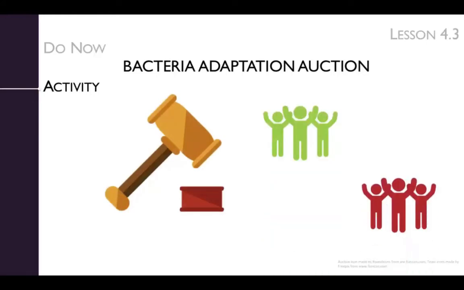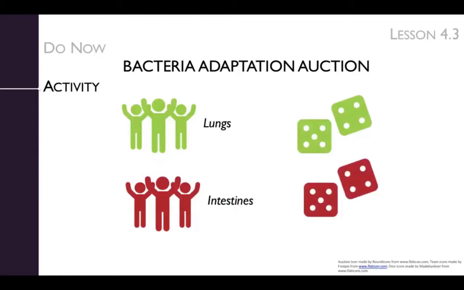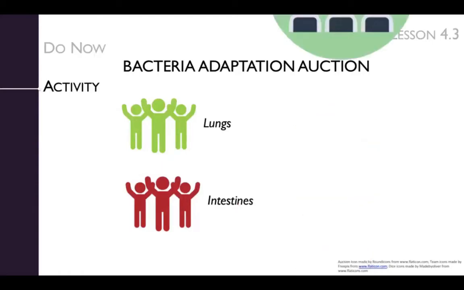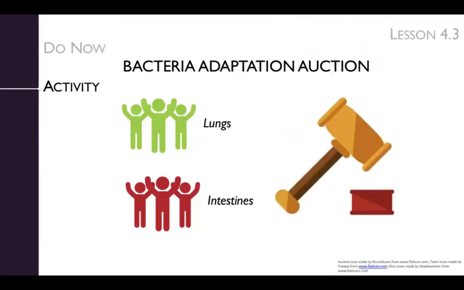Students will be divided into teams, and each team is given a habitat or niche in the body. For example, one team could be assigned to the lungs, while another team is assigned to the intestines. The goal will be to design a bacterium with the best chances of survival and reproduction for their niche. Then there will be an auction, and the teams will bid on the best adaptations for their bacterium.